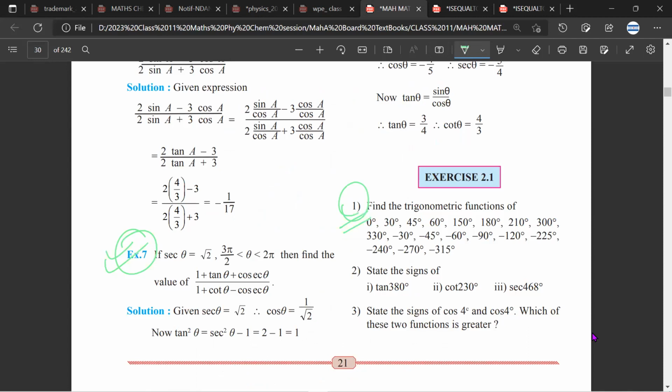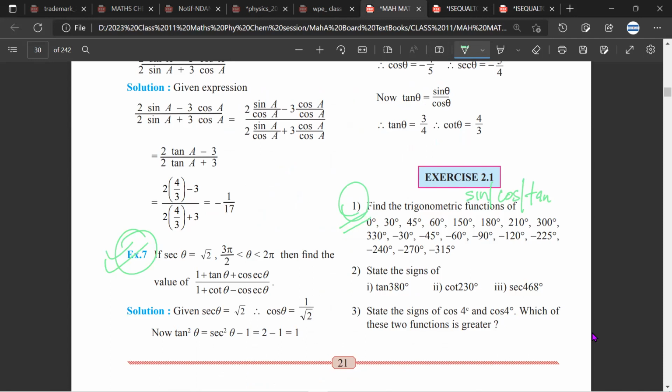Using this PDF, you'll have to write the values of these, the sine, cos, tan values. Just write the sine, cos, tan values, just for practice sake. That is it. That is all that I want.